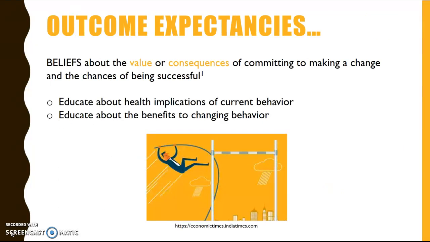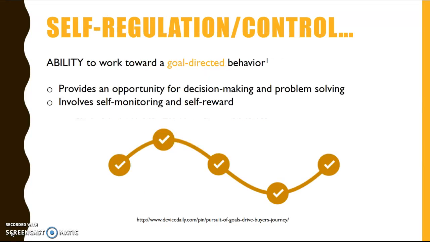help your client best. So outcome expectancies are basically beliefs about the value or consequences of committing to making a change, and the chances of being successful with that change. So the way that you could implement that is by educating the client about the health implications of their current behavior as it is, and then educate them about the benefits to potentially changing their behavior. So much like this little pole vaulter here, you never really know what the other side may hold unless you're willing to try getting there. And really being willing to be open to making that change.